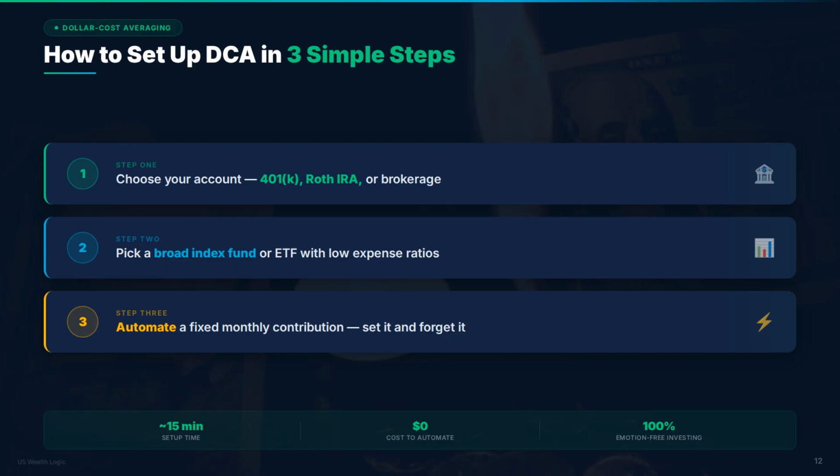This is for educational purposes only, and your specific situation may differ. Consider speaking with a qualified financial advisor.